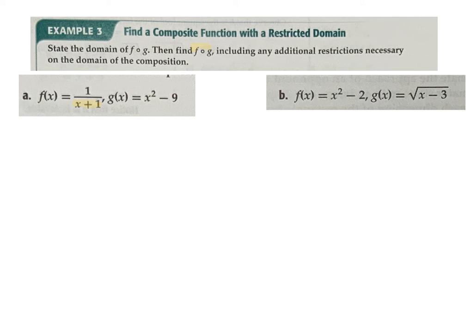And so they want us to do f of g and then include restrictions on the domain of the composite. So when they ask for it like this, you want to do the composite piece of it first and then see if there's any restrictions. So they want us to do f of g, meaning they want us to put g inside of f. So we need to plug it into here. So we're going to take f of g.